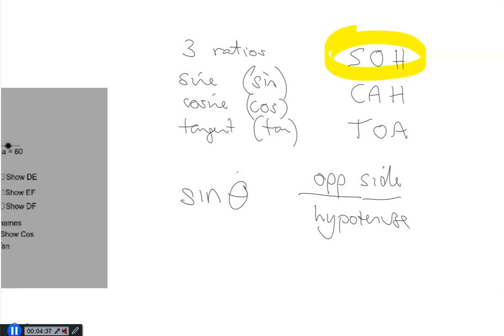What's that? The angle. Good. Theta is what it's called, but it represents the angle. Both correct. Okay? Now, what else is missing? Equal sign. Equal sign. Very good.